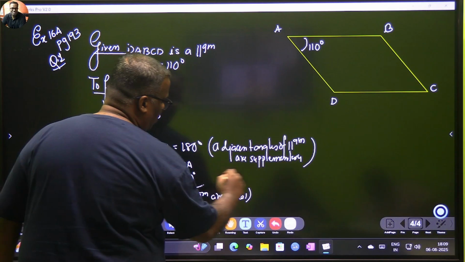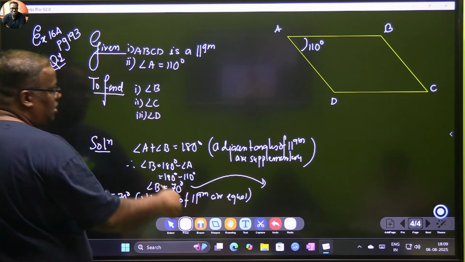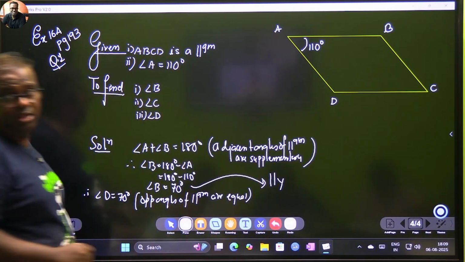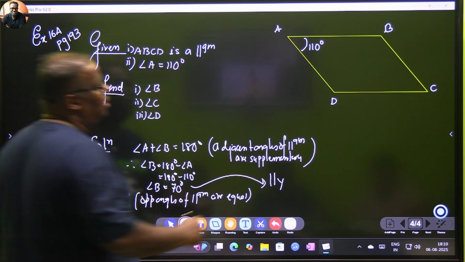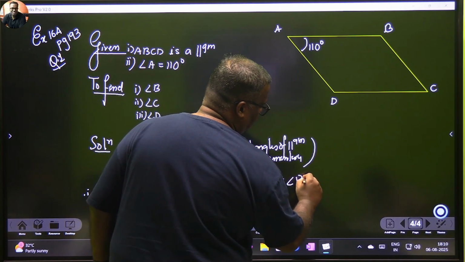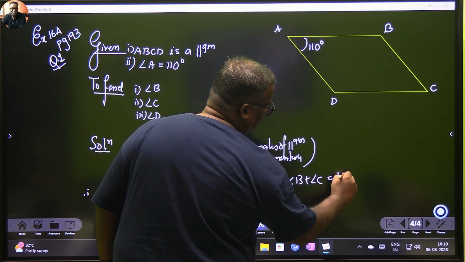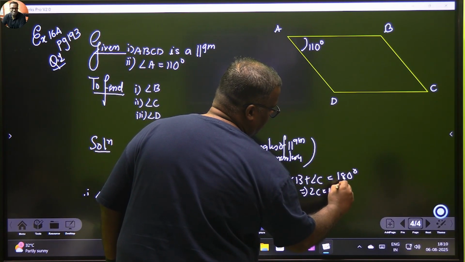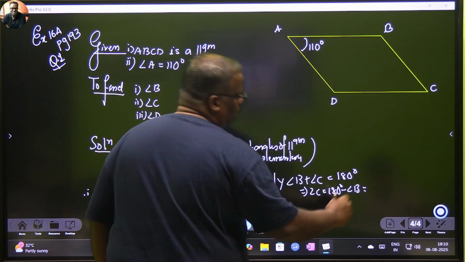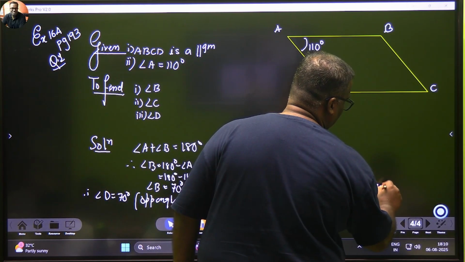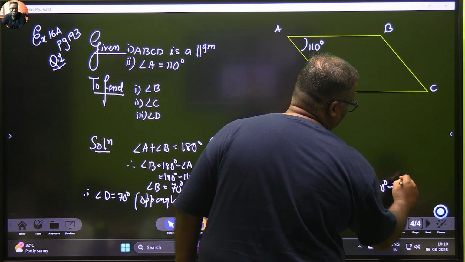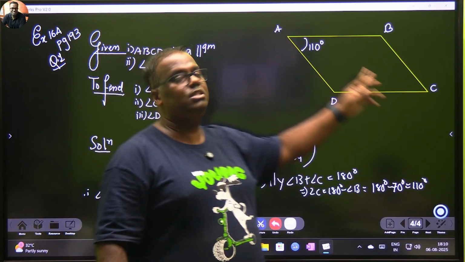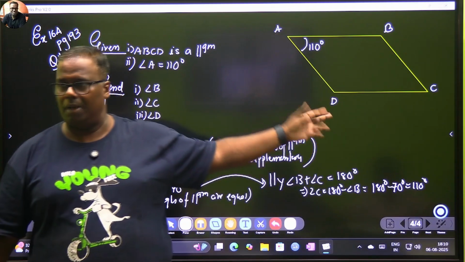From here you can also write, rather than writing all these things, you can put a word. I told you this symbol double L-Y means similarly. Similarly, angle B plus angle C equal to 180 degrees, or angle C equal to 180 degrees minus angle B, which is equal to 180 degrees minus 70 degrees, which is equal to 110 degrees. Or you could have also said angle A is equal to angle C, opposite angles of a parallelogram, and there also you can say.